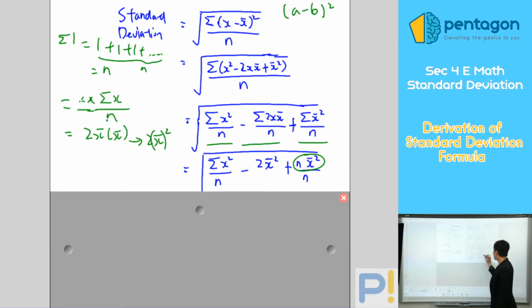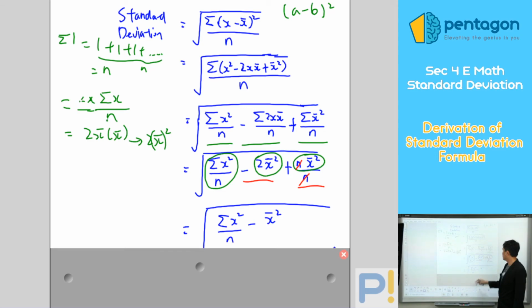If you look at the second one, it's no longer a fraction, it's now 2x bar squared. We leave the first one alone. Looking at the last one, n x bar squared over n, we can divide by n. This gives me just a positive x bar squared. So negative 2x bar squared, positive x bar squared. That just leaves me with a negative x bar squared.